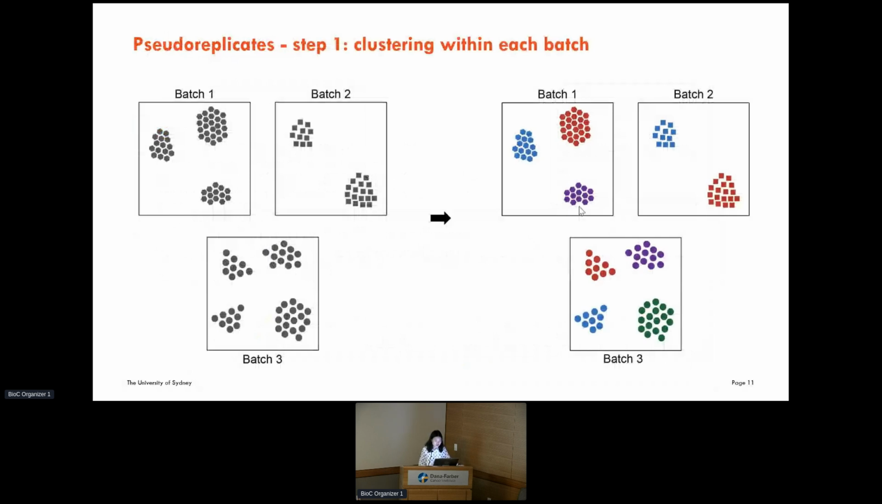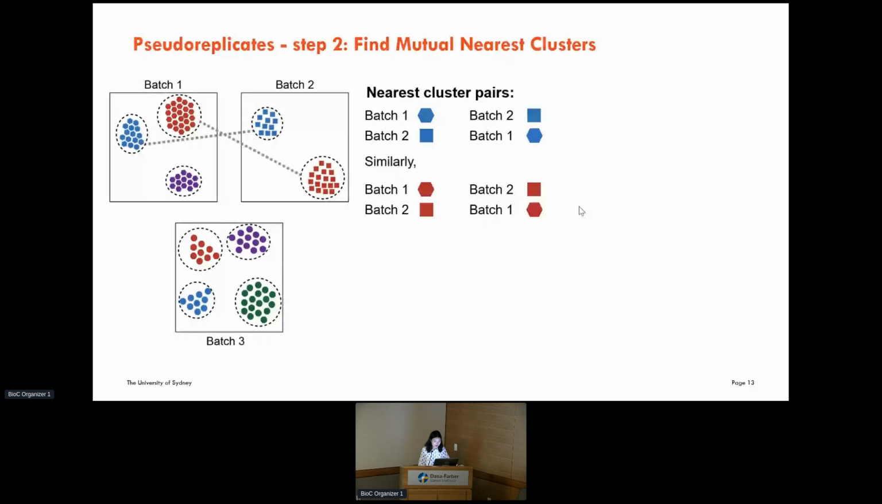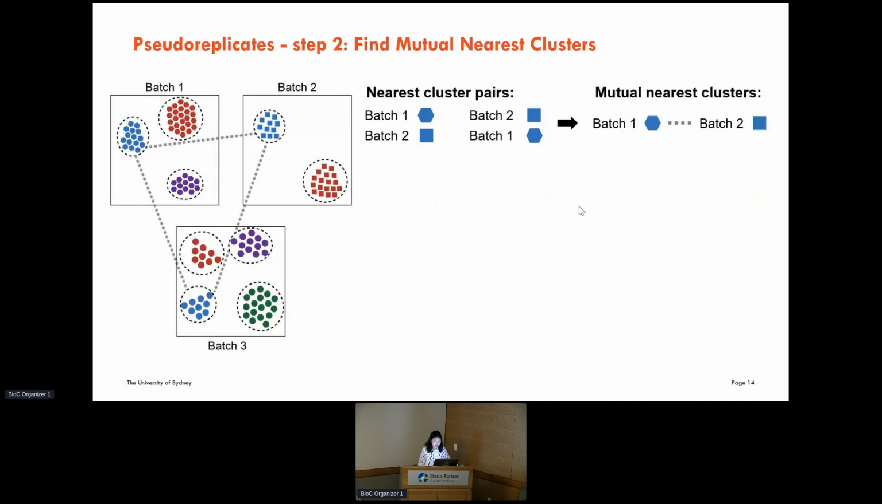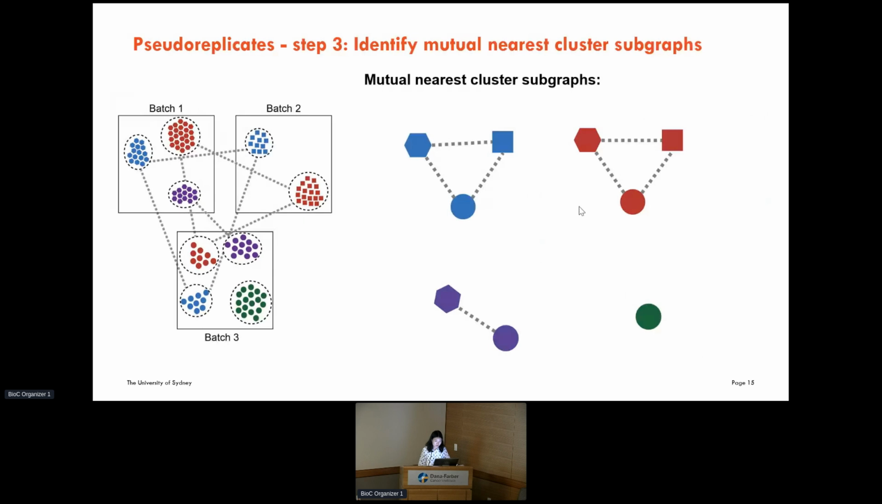So the first step is that we want to constrain within each of the batch. And then for any two batches within the data set, we are trying to calculate the nearest cluster pairs. For example, here we find the red and blue are the cluster pairs across the batches. And then we do it for all pairs of the batches.